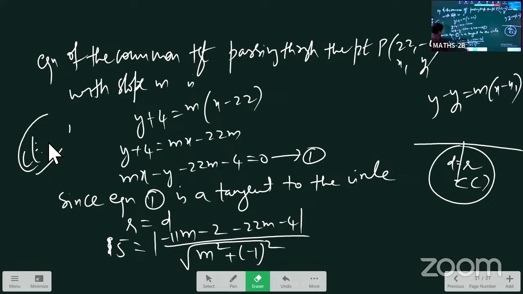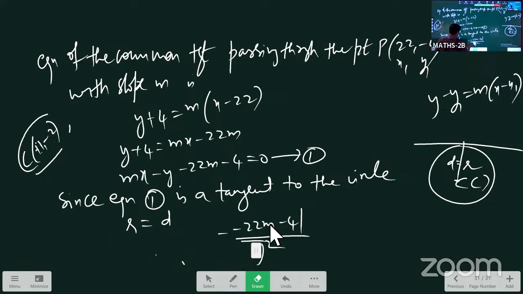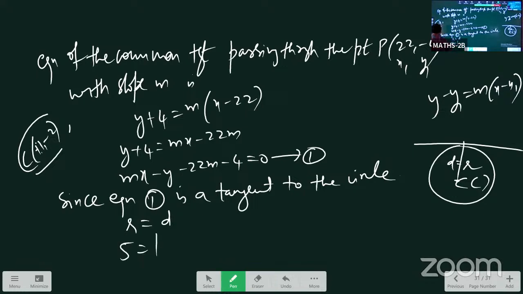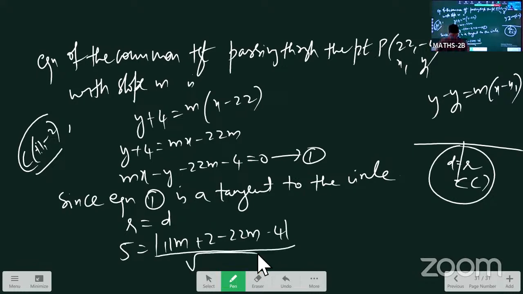So 11 comma minus 2. The concept is the same: R equal to D only. I'm going to consider the second circle. Is it clear? That is 5 is equal to modulus of 11m plus 2 minus 22m minus 4, divided by under root of m square plus 1. Is it clear?